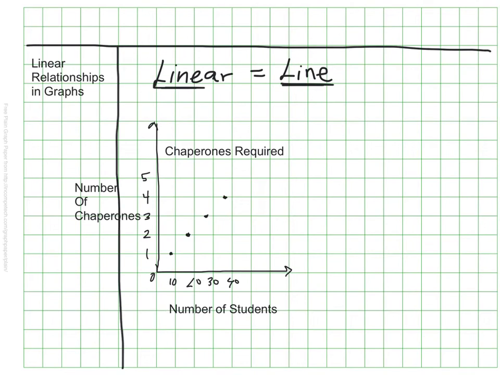Now, I can't really connect these points, because I can't have a continuous number of students or chaperones. I can't have fractions of amounts there. But if I could, and I'll do it with this slightly dotted line here, the line that I would make would be a nice straight line. That straight line tells me very visually that this is a linear relationship.